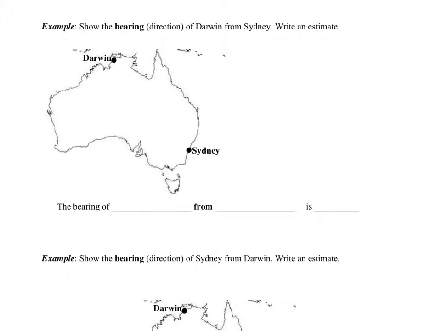Now let's have a look at our first example. This question says, show the bearing or direction of Darwin from Sydney. Now the key word here is from. The reason that's important is because that's where we're going to draw our compass at. So let's have a look at that.